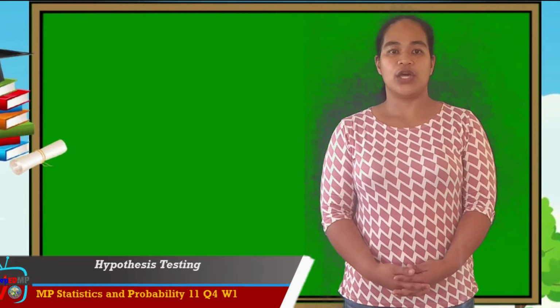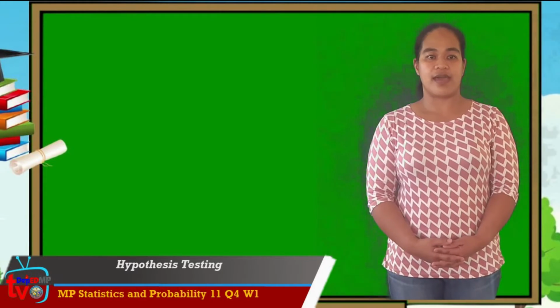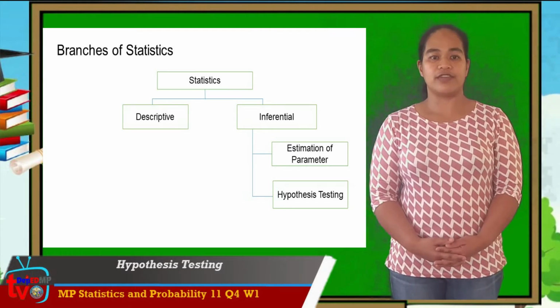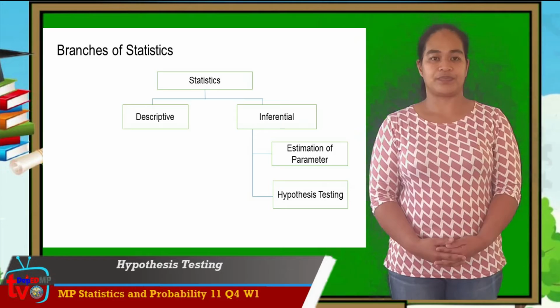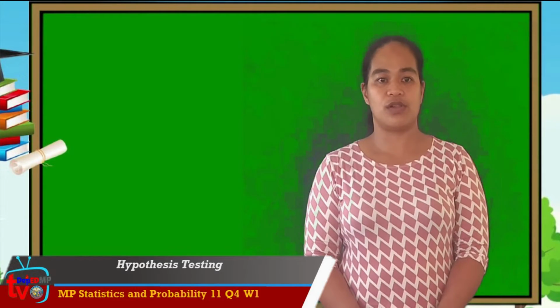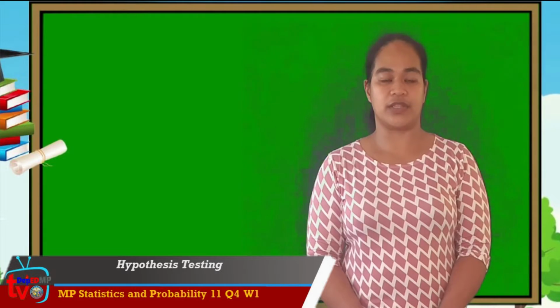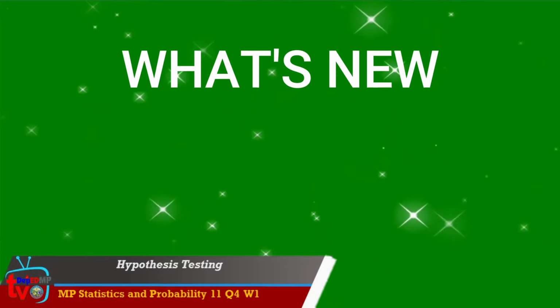In junior high, you were told that there are two branches of statistics, descriptive and inferential. Descriptive statistics describes data, while inferential statistics allows you to make predictions from that data. In the previous module, you were already introduced to one of the main areas of inferential statistics, which was estimation of parameter. In this module, we will discuss the second main area of inferential statistics, which is hypothesis testing.